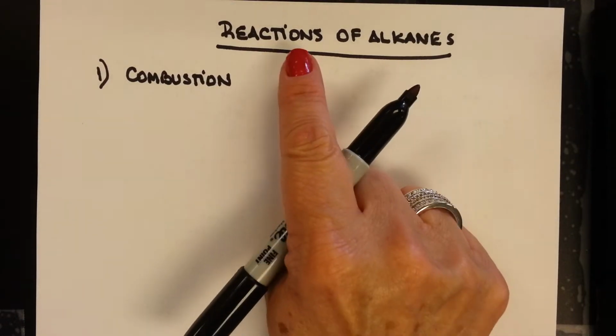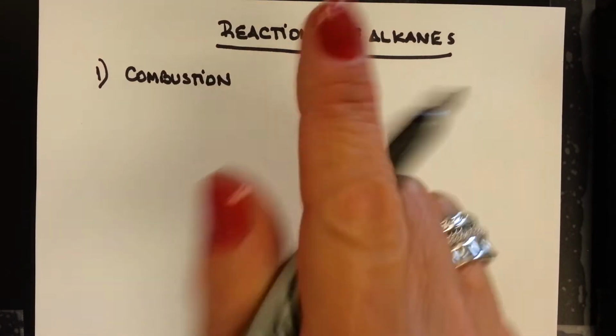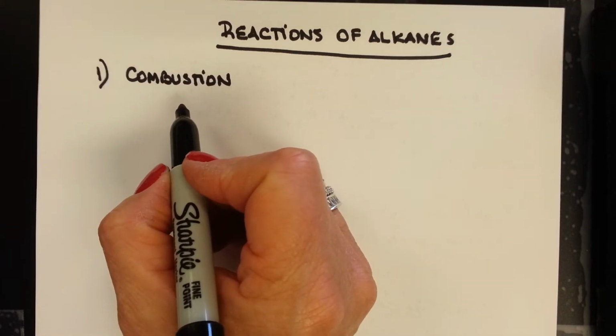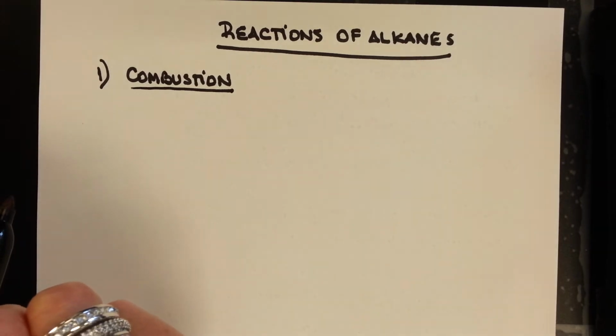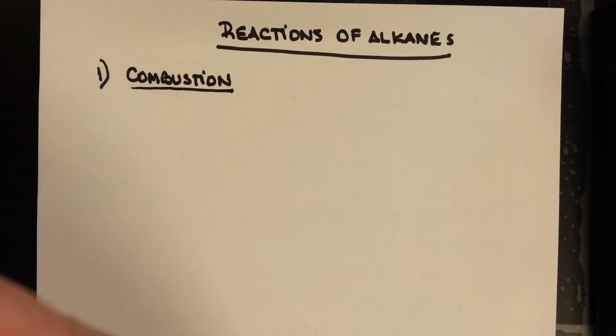We are going to see now the reactions of alkanes. The reactions of alkanes are three. The first one is going to be combustion. The combustion is burning something, and we know that all the alkanes are fuels. That means that they can be burned.